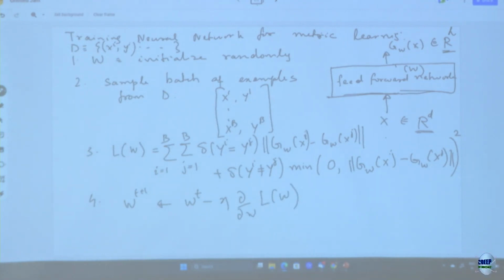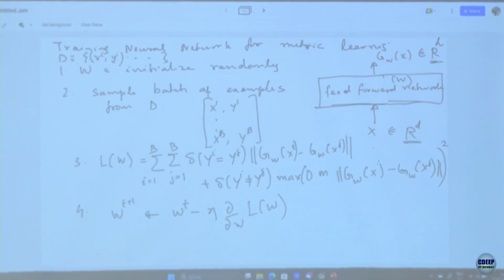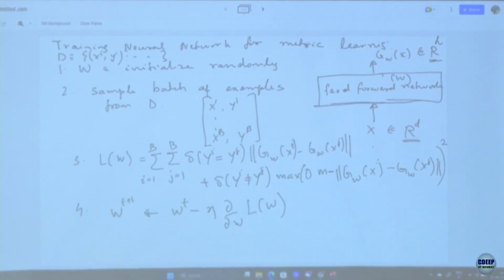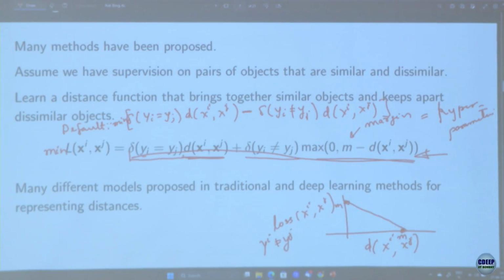max. Thank you. Is it clear now how the network will be trained? Yes. Sorry, but there is one more thing that I forgot here, which is the margin. There is no need for the square. Clear now? Okay, so this is how you would train the network.